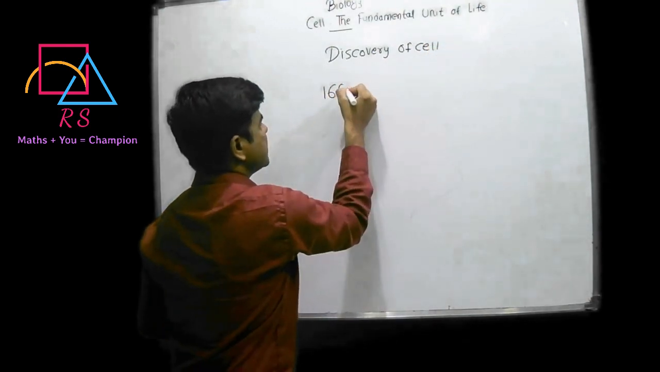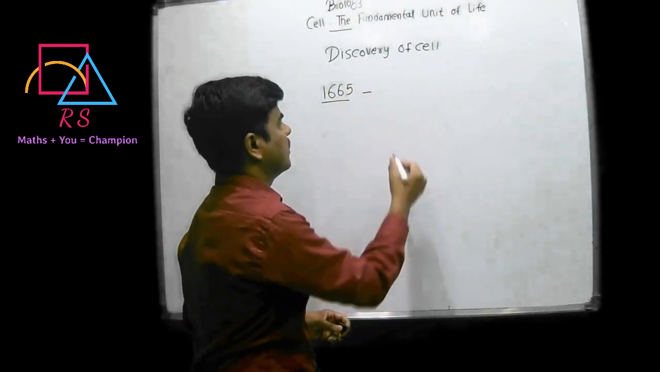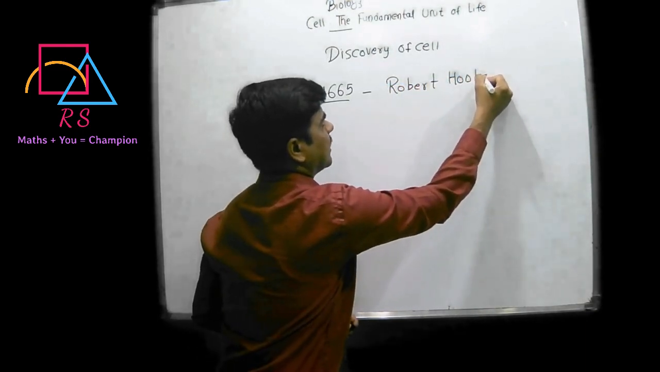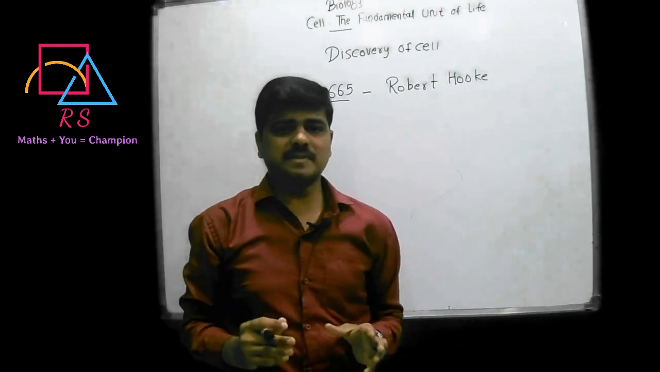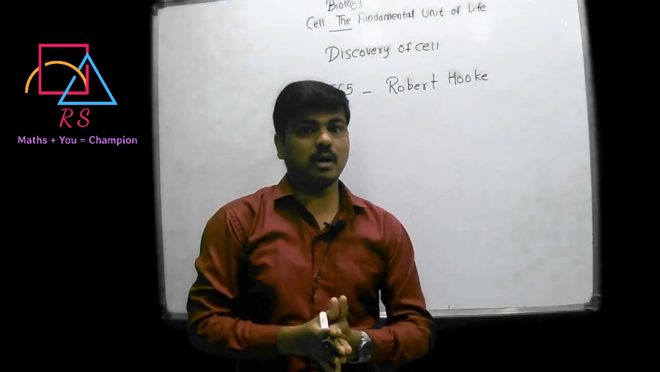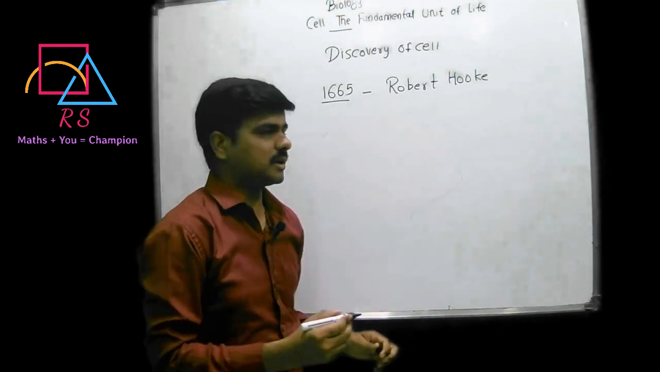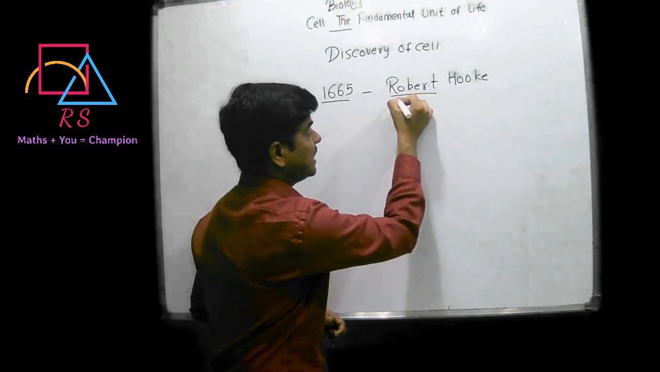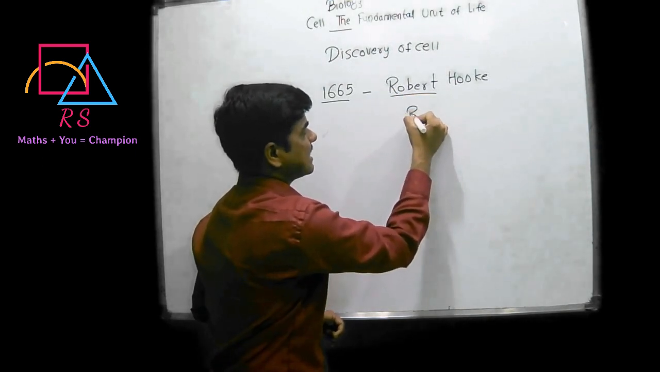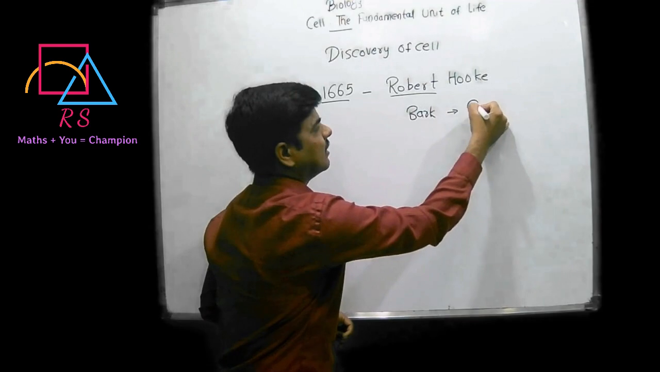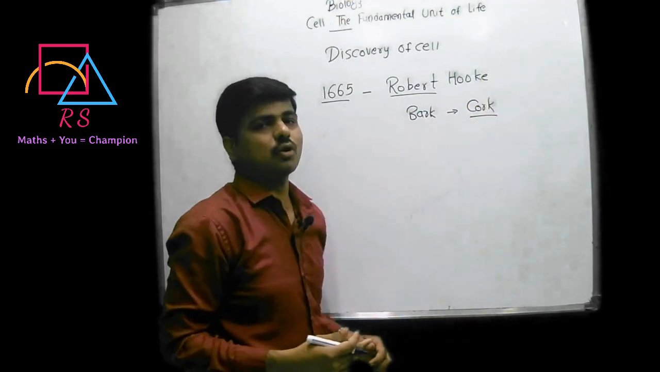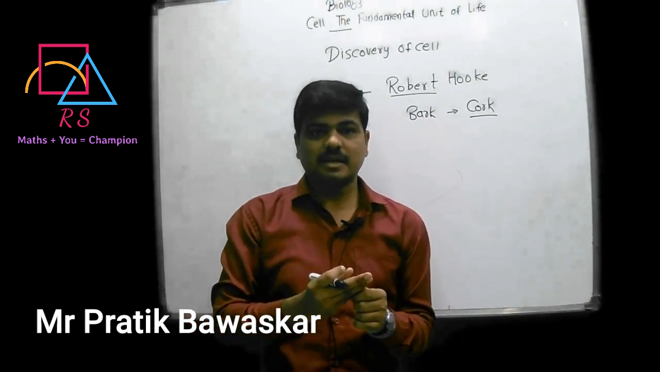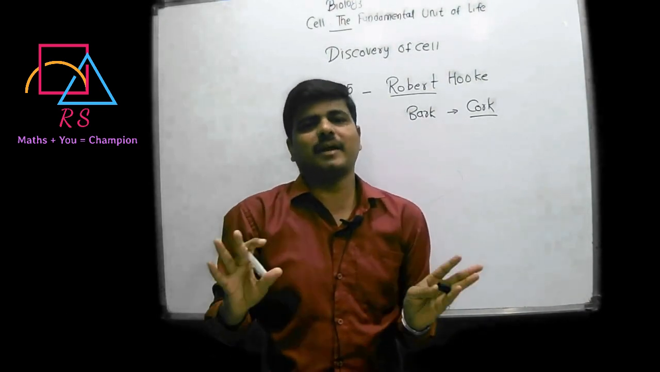Well, it was the year 1665 when Robert Hooke observed some cork slices. Now what are cork slices? Cork is nothing but the outer part of any tree, that is the bark, and from that bark he has taken out the cork. A simple cork slice he took and observed it under a self-made microscope.